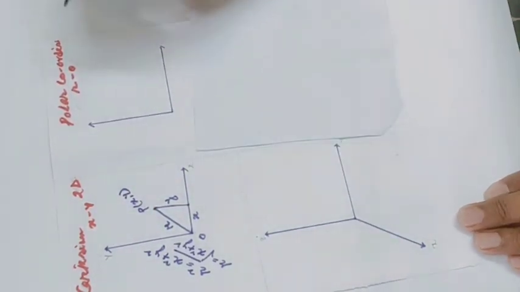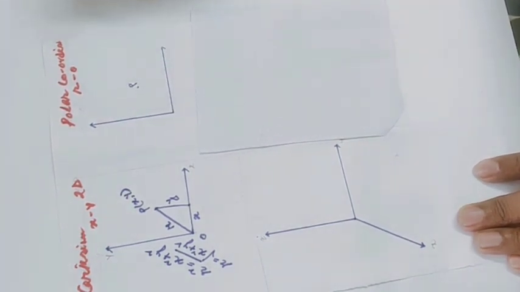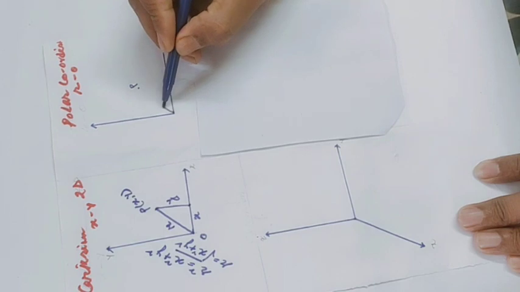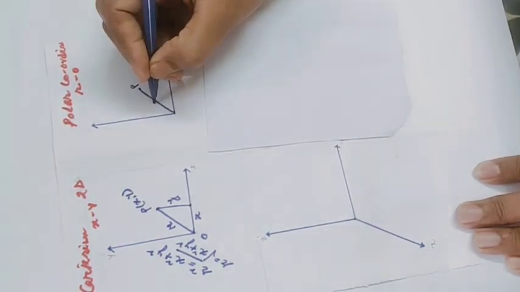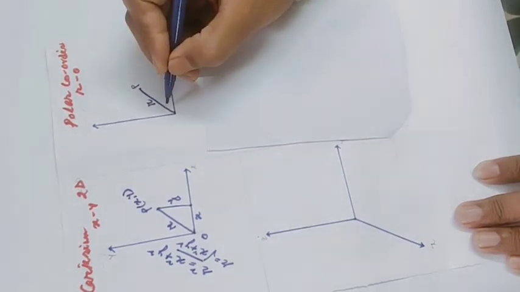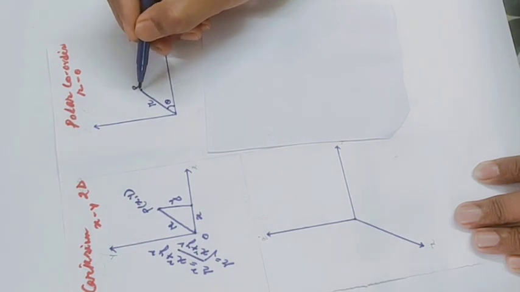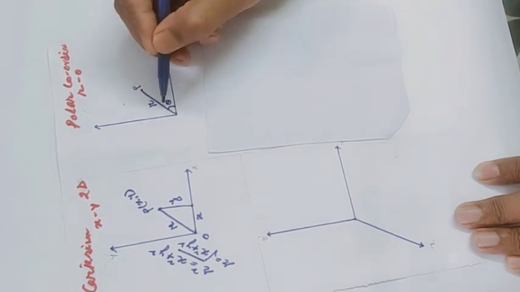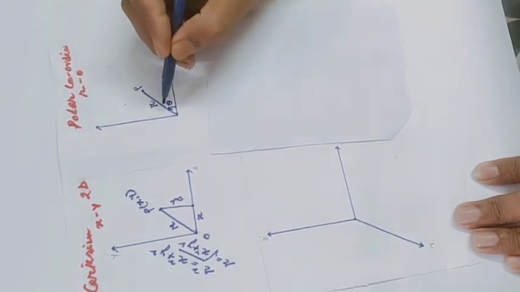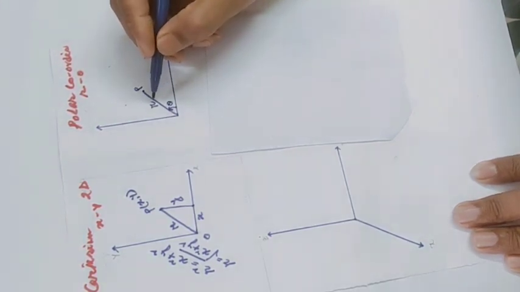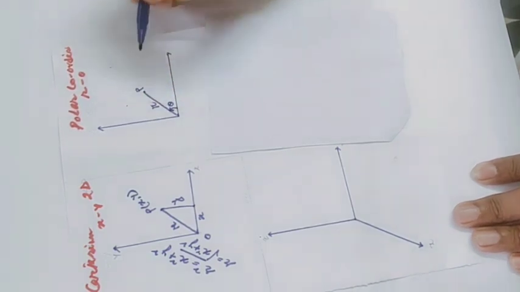Then in polar coordinates, the same point, suppose you consider a point P, you can use another coordinate instead of x and y, that is r. Then if you consider this angle theta, then for different points, suppose P is here, then your theta will be different. And if P is here, then r will be different. So you can use r and theta also as the variables to represent any point in this 2D.